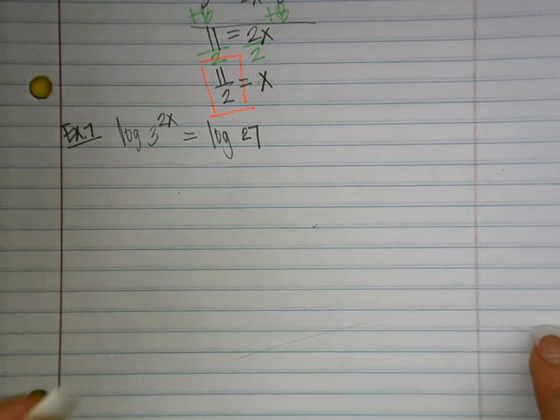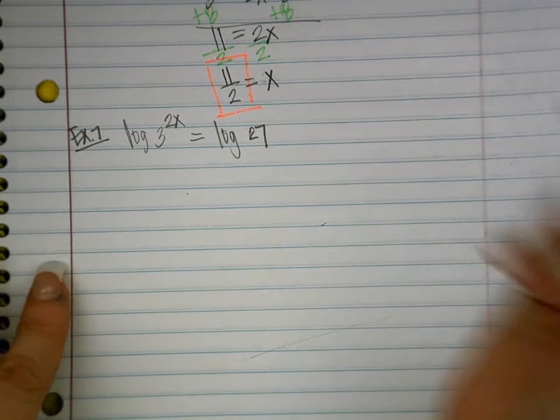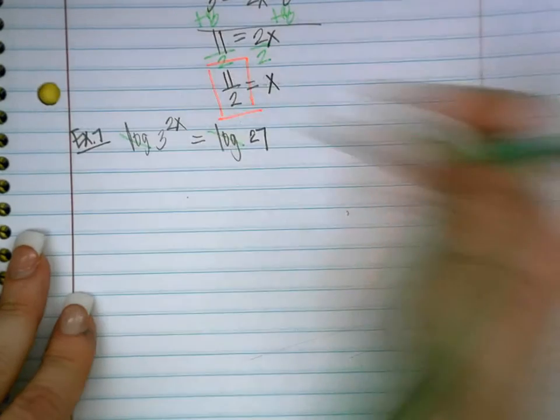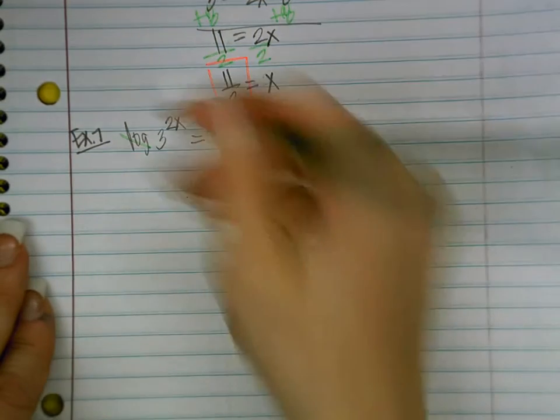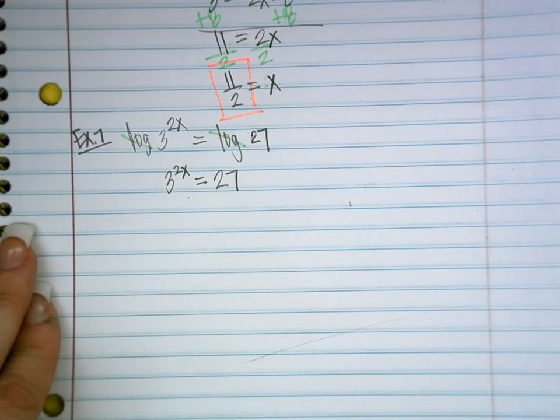So, does anything need to be condensed? Nope, you already have one log base on each side. What's the base? Base 10. Okay, the base is 10. It's not written there, but it is the same on both sides. Then you want to set these parts equal. So 3 to the 2x equals 27.